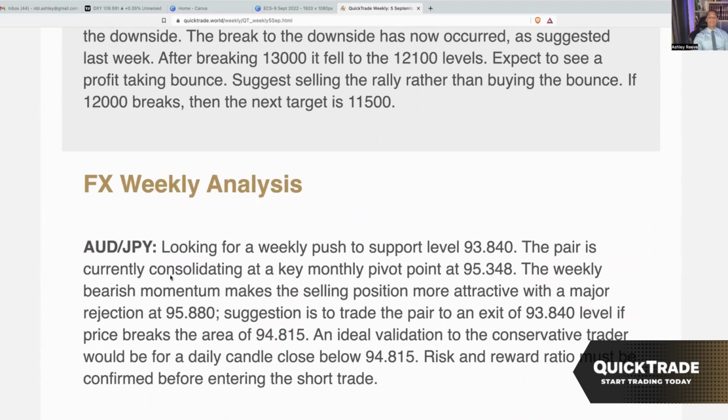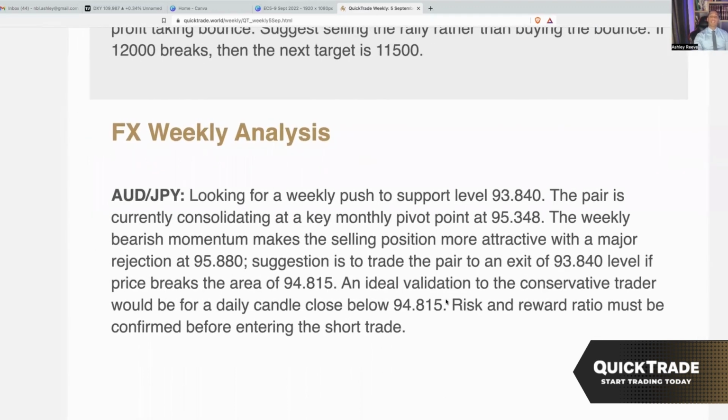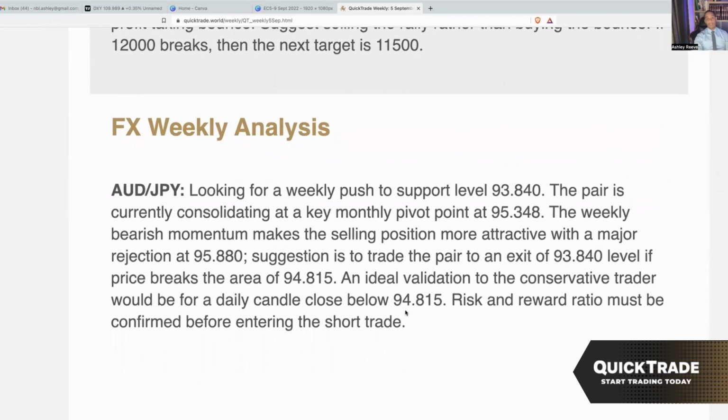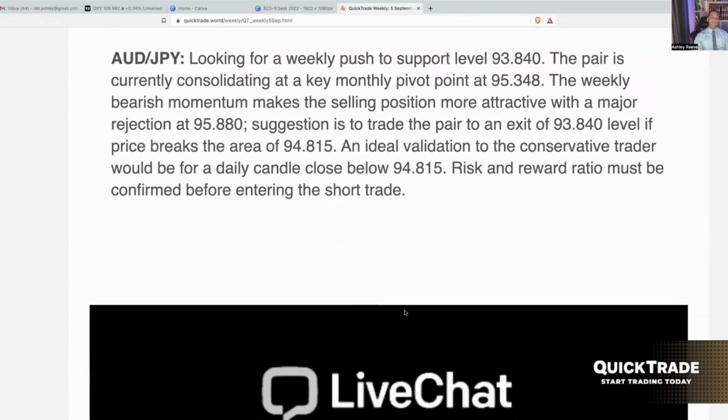AUD/JPY is our FX weekly analysis, looking for a weekly push to a support level at 93.840. The pair is currently, please take note, consolidating at a key monthly pivot point, which is at 95.348. All right, please do your risk and reward. This is a short trade, and we preferably want a daily candle closing beneath 94.815.